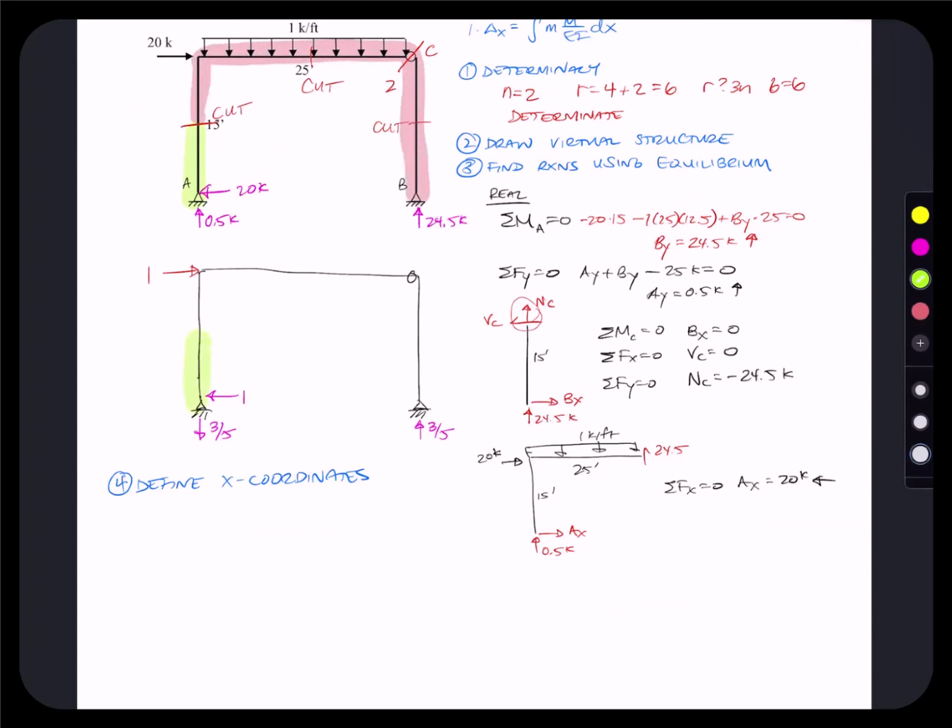Hopefully we can all agree that this one is easier. And for the next cut, I can either draw everything to the left or everything to the right for that cut. Both of them look about the same, so I'm just going to stick with the pink one, which means when I go to define my x's, I'm going to start my x1 at the bottom of this column for the green highlight, and I'm going to start my x2 on this side of the beam for that left cut.